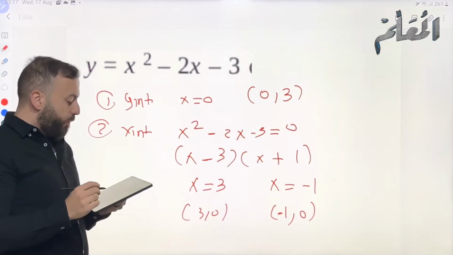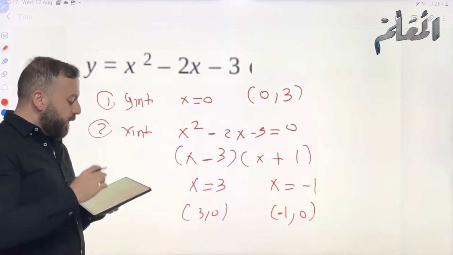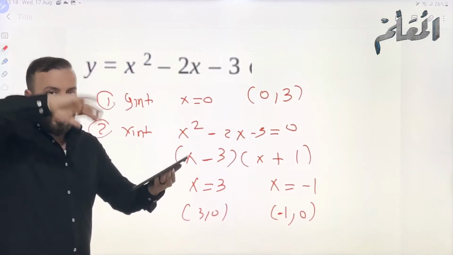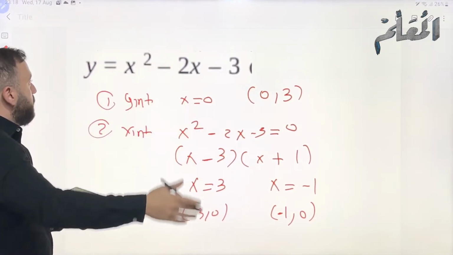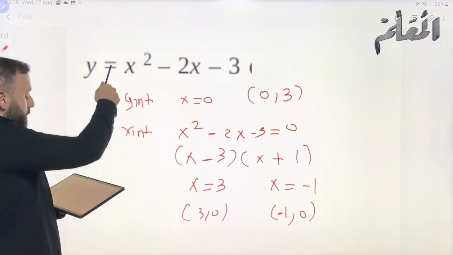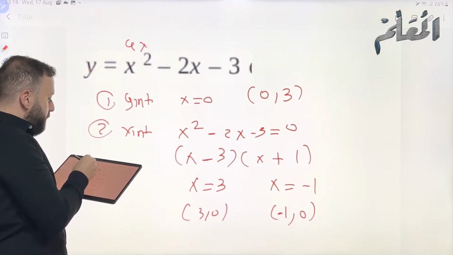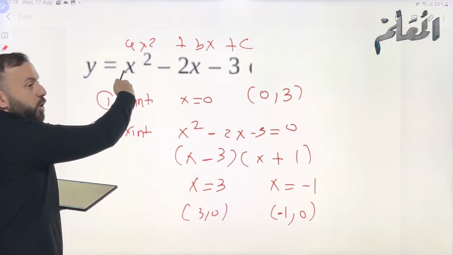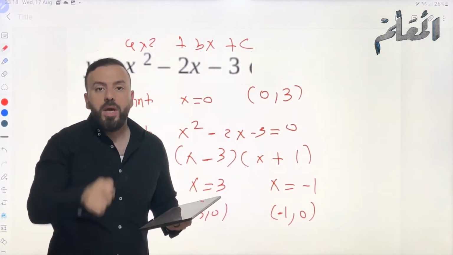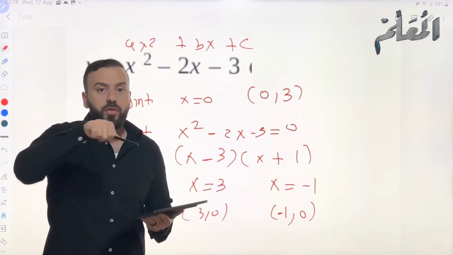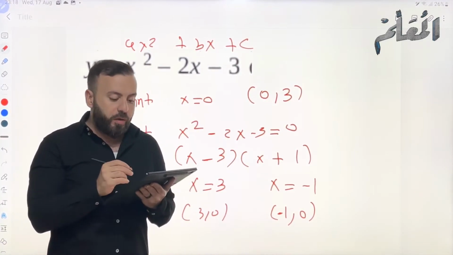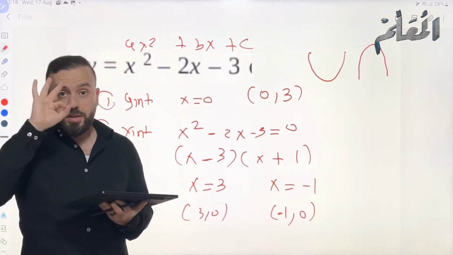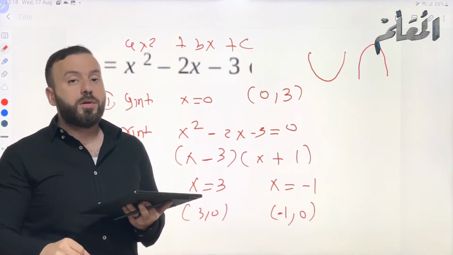The other question now, I want to check if the parabola is concave up or concave down. Look at a, where it's always ax squared plus bx plus c. Here a has a value of 1. Since it's positive, it's concave up. If it's negative, it's concave down. So this is the third point.